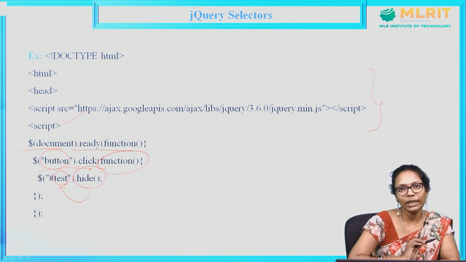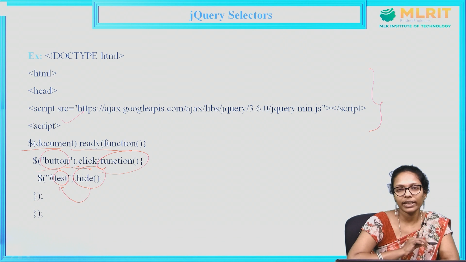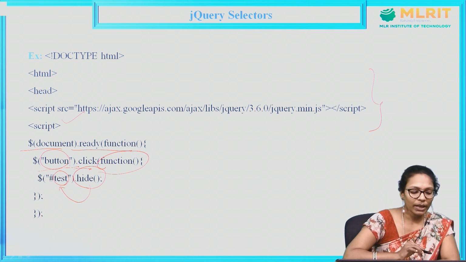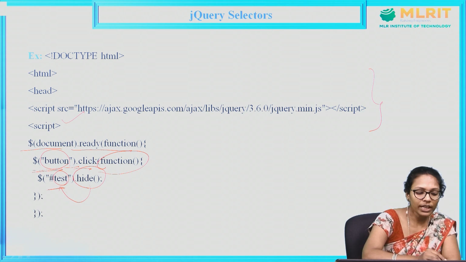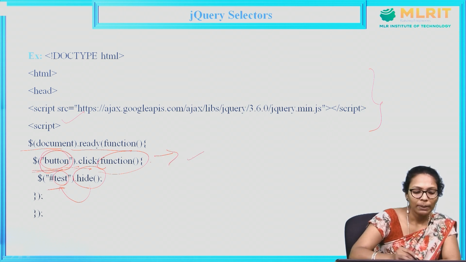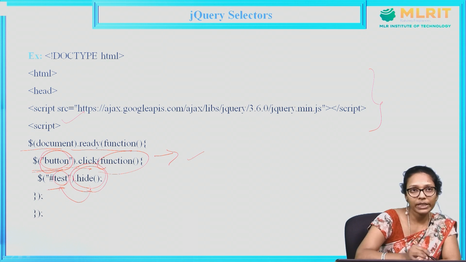We don't know the element here, whether it is a paragraph, a heading, or a table, I don't know. Why? Because I'm not mentioning the tag name here. See, here I'm specifying the tag name, so you're going to click on a button. That's fine. But here, a particular element should be hidden. But what is the element? The element which has the ID as test.